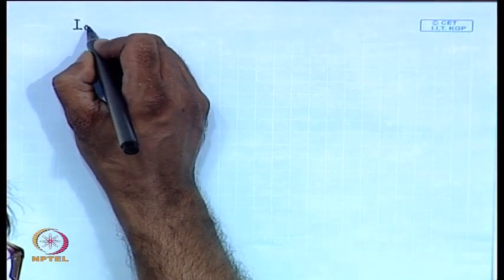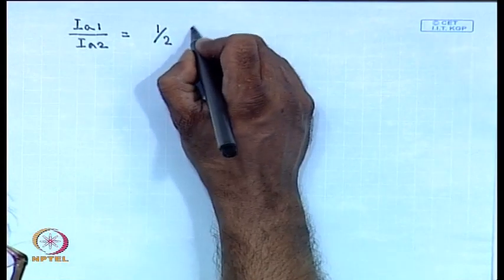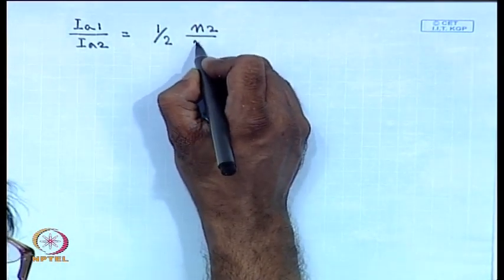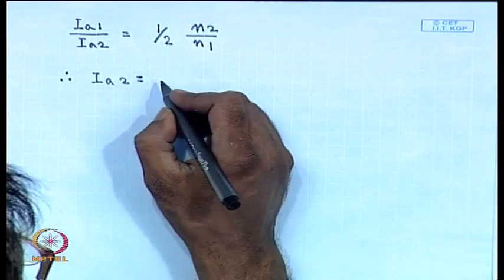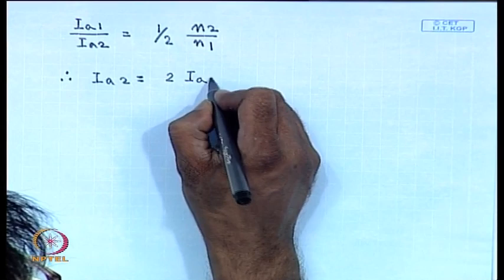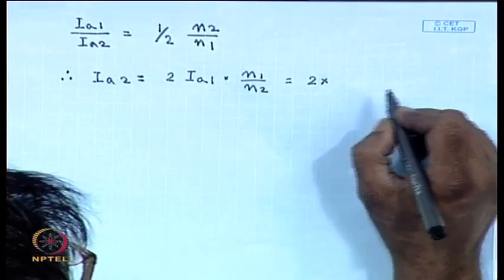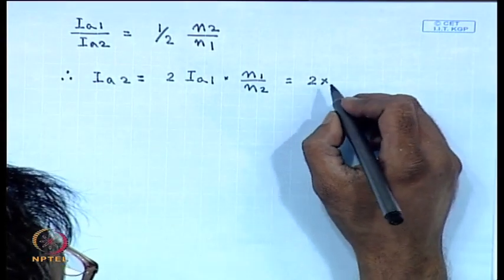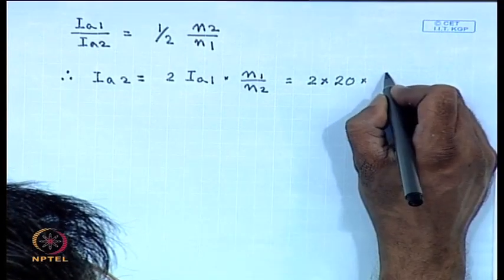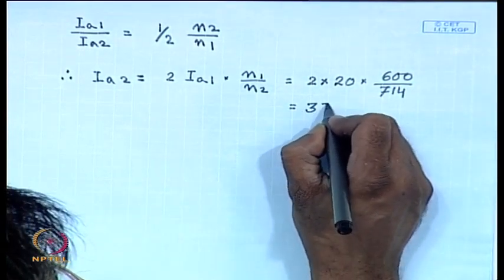How about Ia1 and Ia2? We know Ia2 equal to 2 times Ia1 into N1 by N2, comes to 2 into Ia1 is 20 amperes into 600 by 714, this comes to 33.6 amperes.